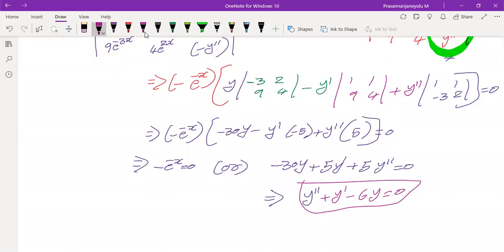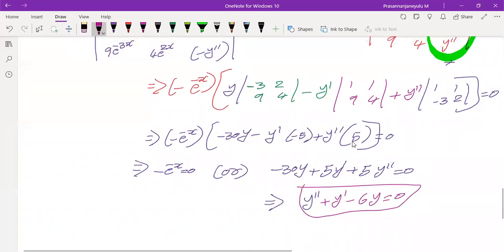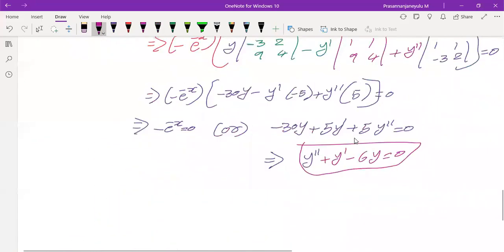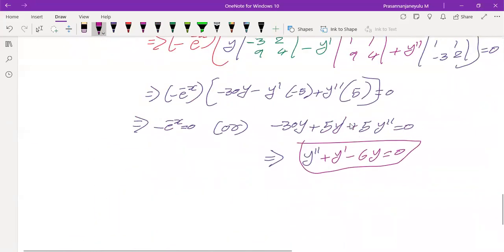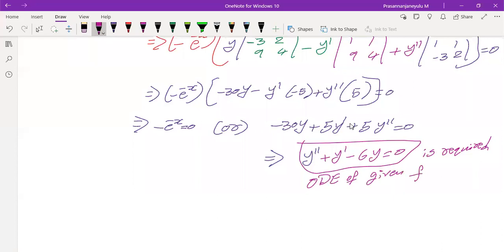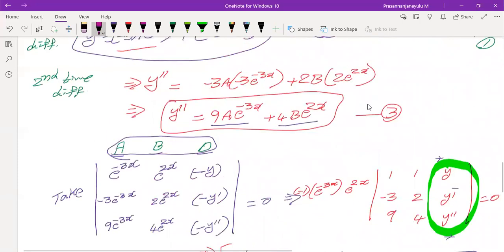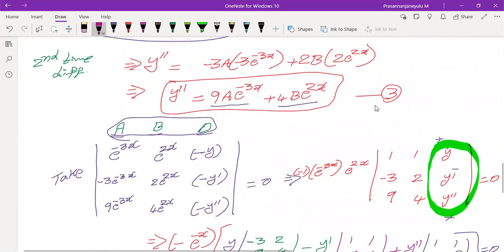Now in this equation, do we have the arbitrary constants a and b? No. So this is the required ODE, the ordinary differential equation of the given function. Okay. What is the thing we have taken?